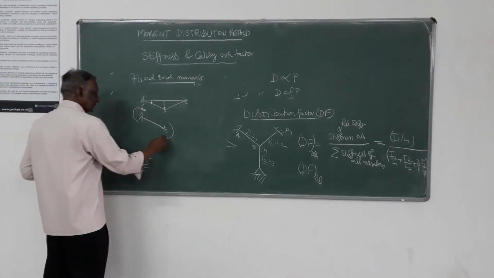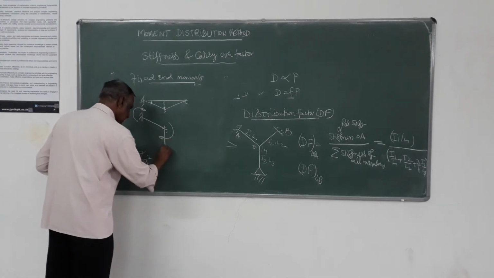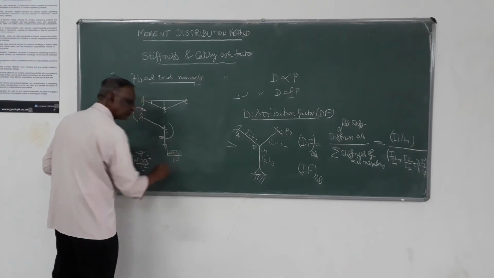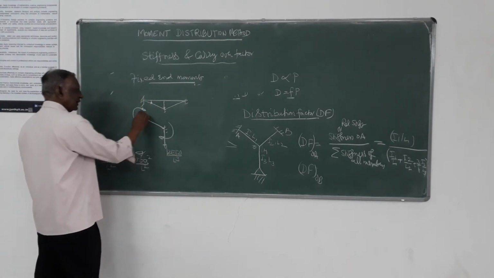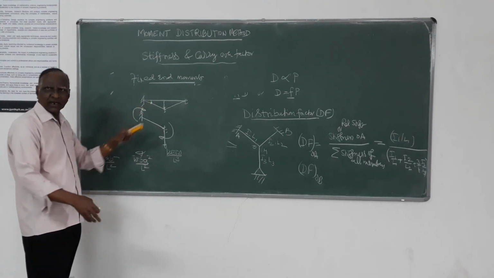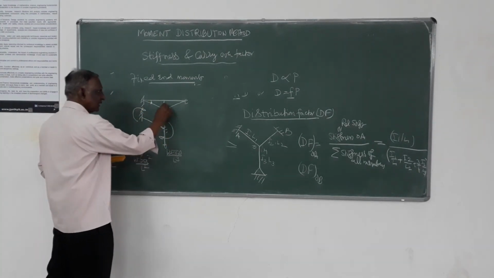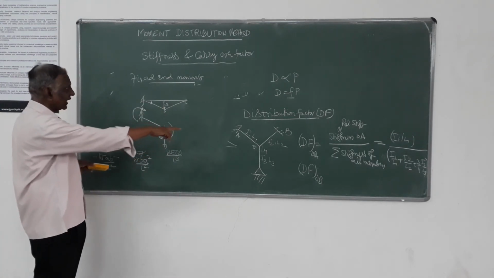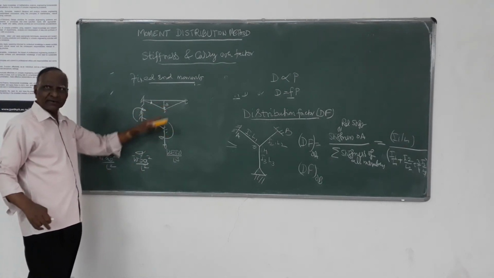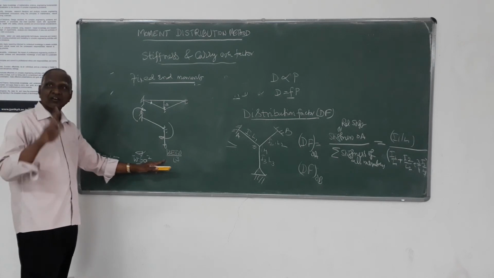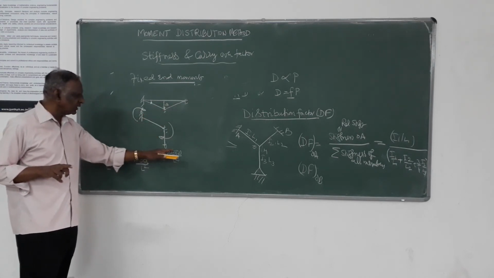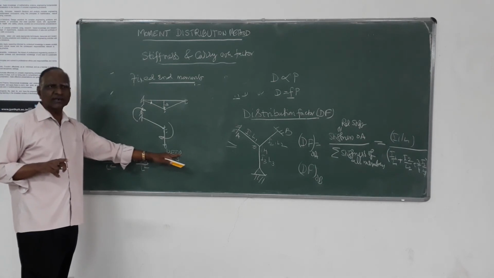And this force will be 12 EI delta by L cube. Here this will be 12 EI delta by L cube, because delta is the settlement. I have just now derived that due to unit settlement, the force required is 12 EI by L cube. If there is a settlement of delta, it is 12 EI by L cube into delta.